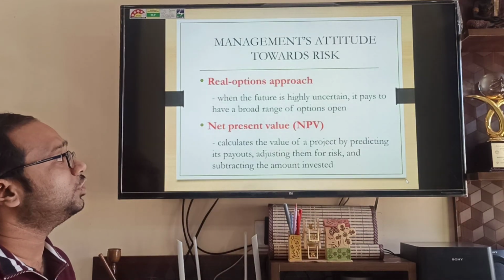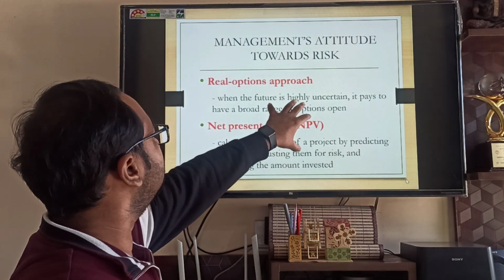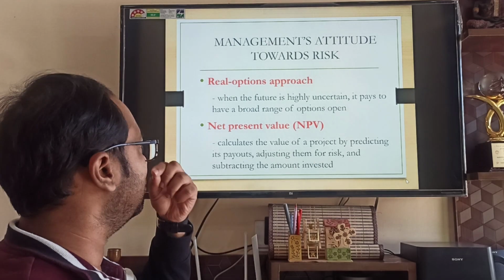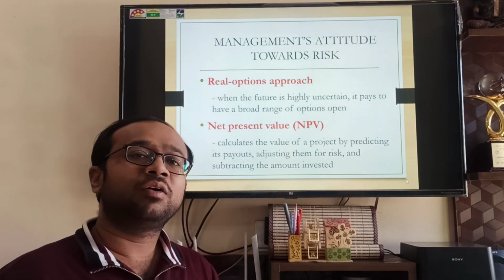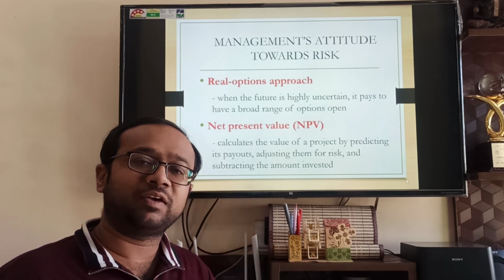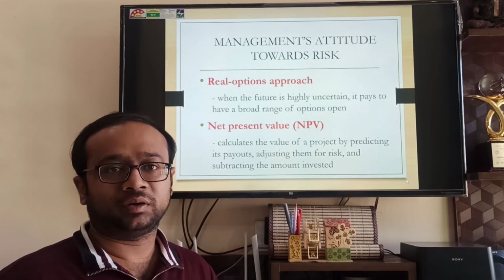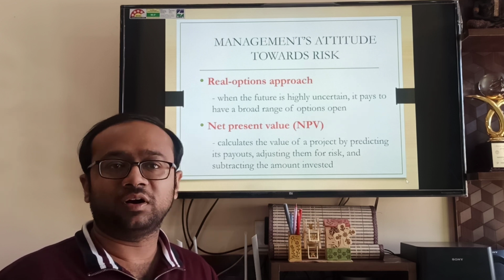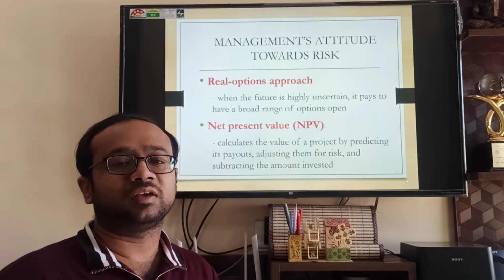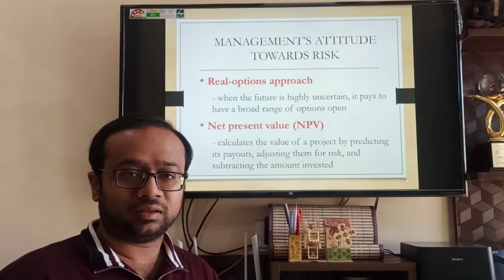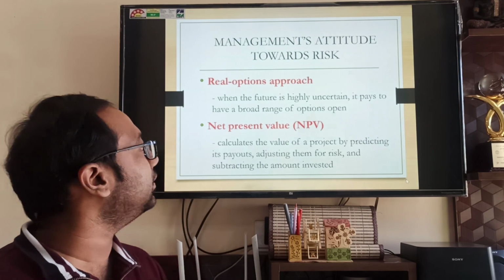Now there are 2 approaches which management can use. First is the real options approach. When the future is highly uncertain, it pays to have a broad range of options open. When you don't know the future, the best example is this COVID time. The working style of people has changed, industries have changed, norms have changed, everything has changed, right? So you need to keep your options open. Today is a kind of VUCA world. Everything is volatile, everything is uncertain, you cannot predict anything, correct? Complexity is there as well as ambiguity.